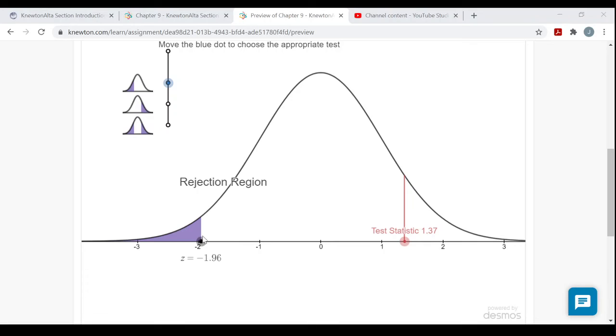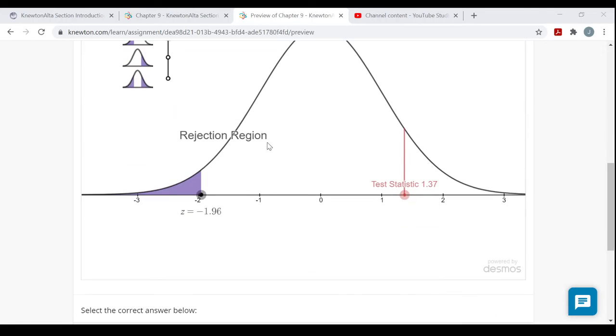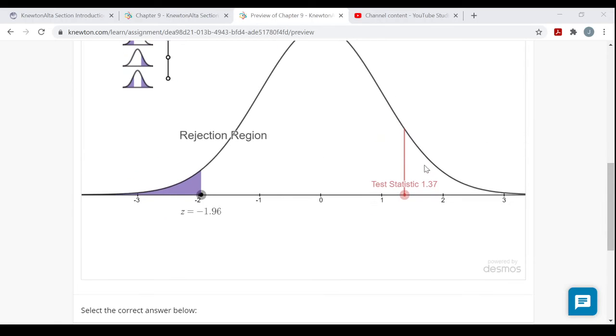Okay, it took me an extra few seconds, but I managed to get the black dot at negative 1.96 like they asked. Again, these critical values, one more time, are the entrances to these rejection regions. Then the test statistic is where you're moving the red dot, to negative 1.77. So again, I'm going to try my best to do this on the first shot here. Negative 1.77. And there. Great. First try.